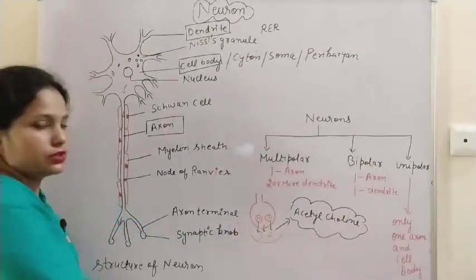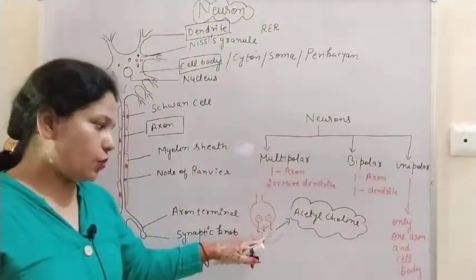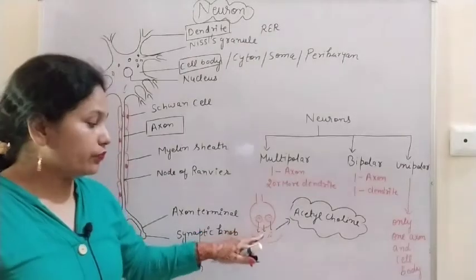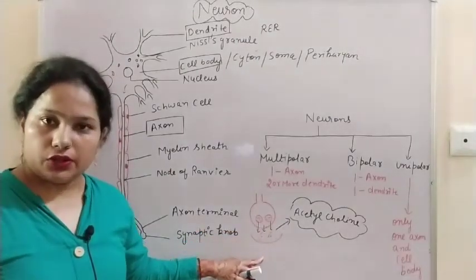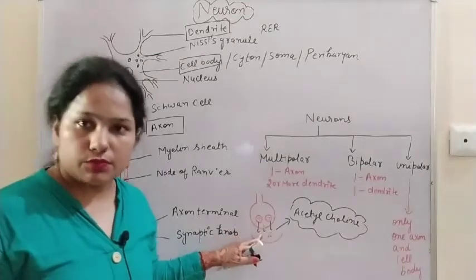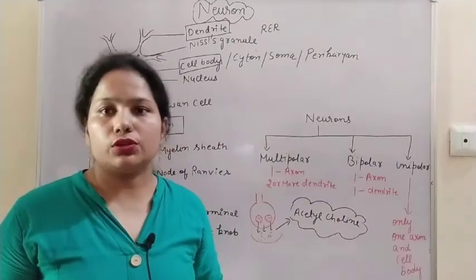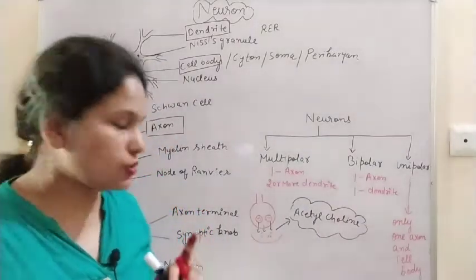And what is synapse? The synapse is the microscopic gap between the nerve ending of the first neuron and the dendrite of another neuron. These neurotransmitters are also released at the motor end plate or the neuromuscular junctions.